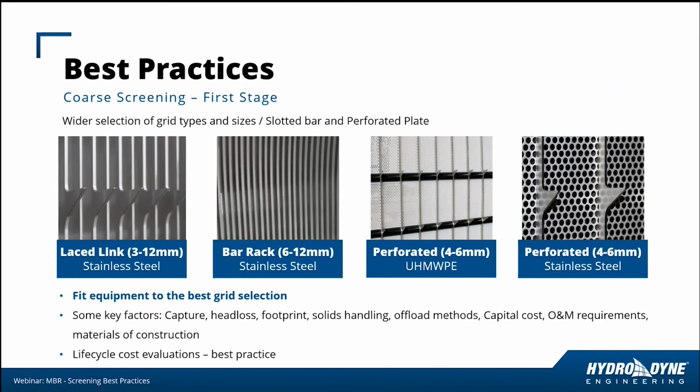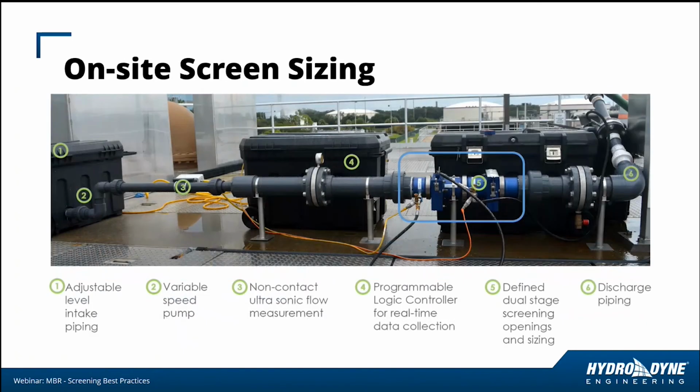So once we've done our testing to determine what that grid looks like, then we can pick the best equipment, which gives us things like best capture, lowest head loss, and low footprint. We want to consider the solids handling material as we pull screenings off, and that generally it would be nice to have a low footprint for that. We want to use the best offload methods. Obviously, capital cost is a consideration. O&M requirements are a consideration. And looking at all of these factors, a life cycle cost evaluation is advocated as a best practice.